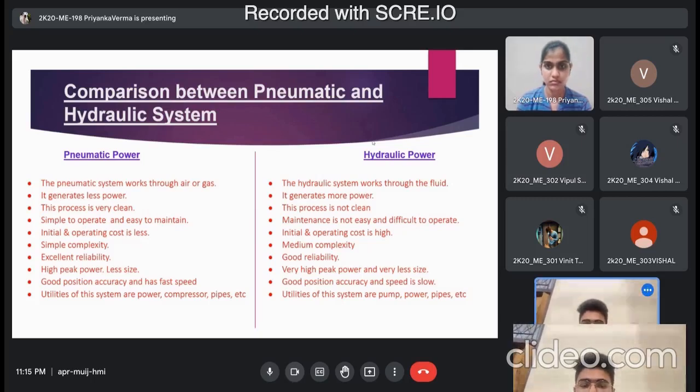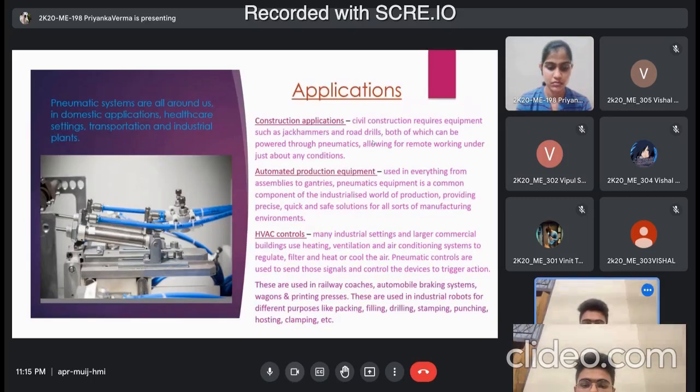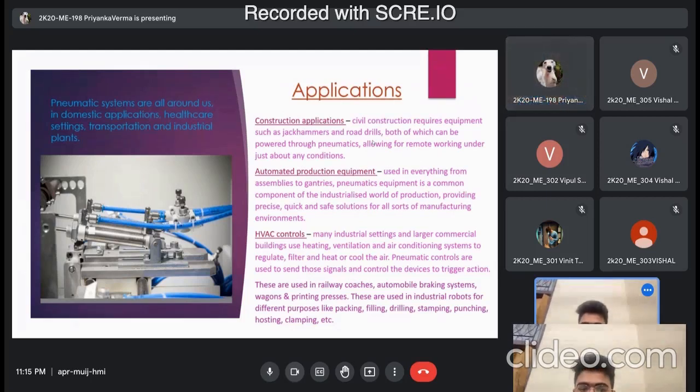Next slide. Applications. Construction applications. Civil construction requires equipment such as jackhammers and road drills, both of which can be powered through pneumatics, allowing for remote working under about any conditions. Automatic production equipment is used in everything from assemblies to gantries. Pneumatic equipment is a common component of the industrialized world of production, providing precise, quick, and safe solutions for all sorts of manufacturing environments.